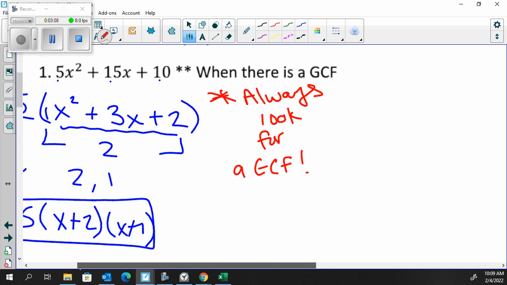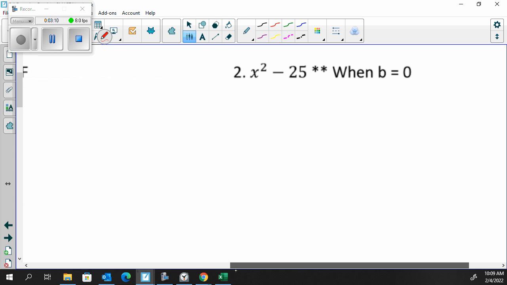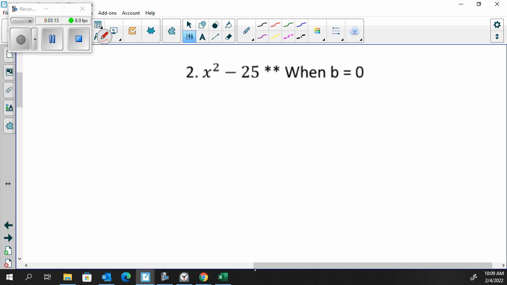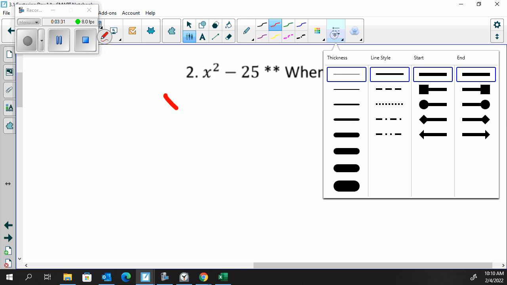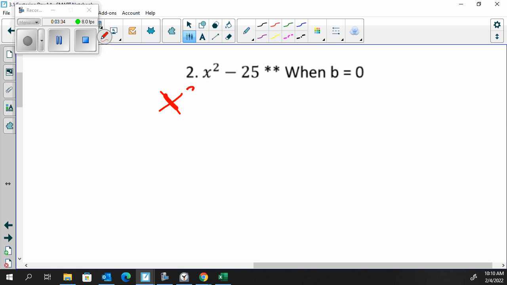All right, one more weird thing that might happen. Let's say we got one like this: x squared minus 25. This one is weird because it's missing a middle term. You could think of this as x squared plus 0x minus 25, right? Just go like we normally do. A is 1. I need two things that multiply to negative 25 and add to 0.